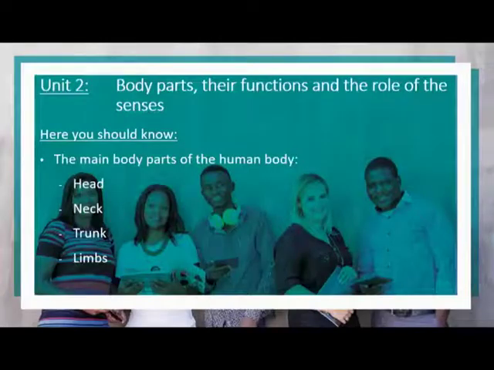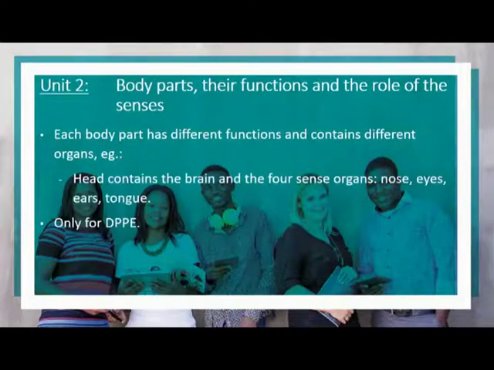Unit 2. Body parts, their functions, and the role of the senses. Here you should know the main body parts of the human body: head, neck, trunk, limbs. Each body part has different functions and contains different organs. For example, the head contains the brain and the 4 sense organs: nose, eyes, ears, tongue. This is only for DPPE students.